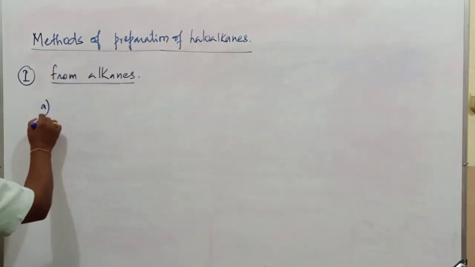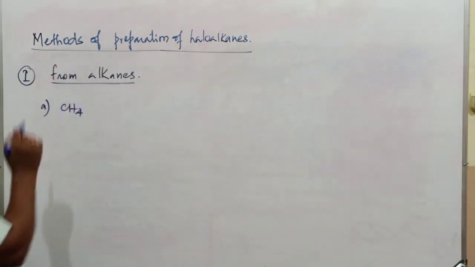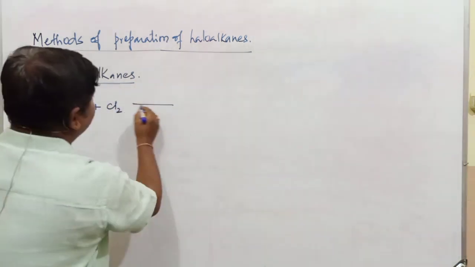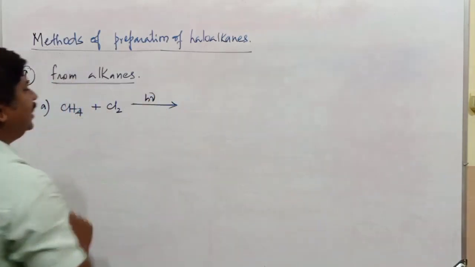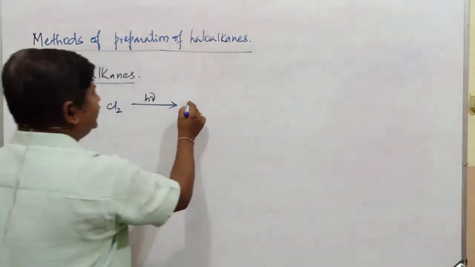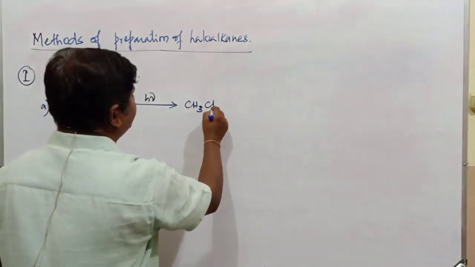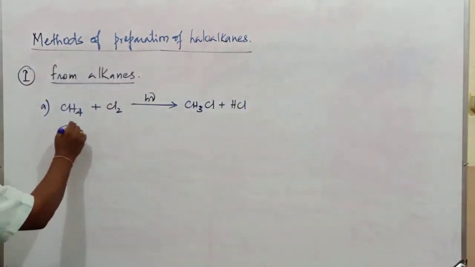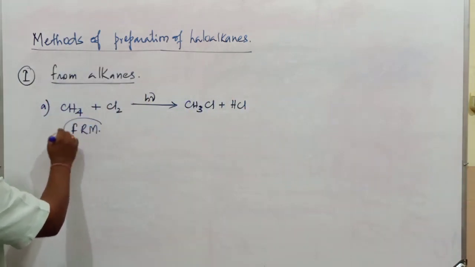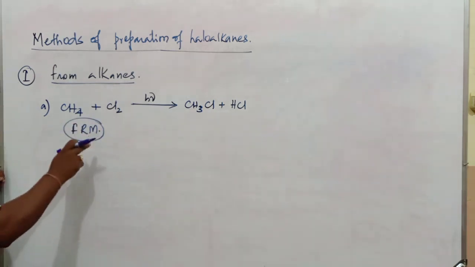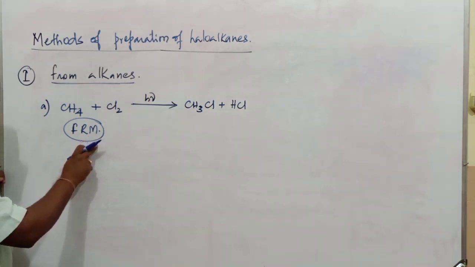First, a simple example. This is CH4. When chlorine gas is passed over methane in the presence of diffuse sunlight, one hydrogen atom is replaced by a chlorine atom, giving CH3Cl plus HCl. You know very well that this reaction takes place through a free radical mechanism. In that mechanism there are three steps: chain initiation, chain propagation and chain termination.